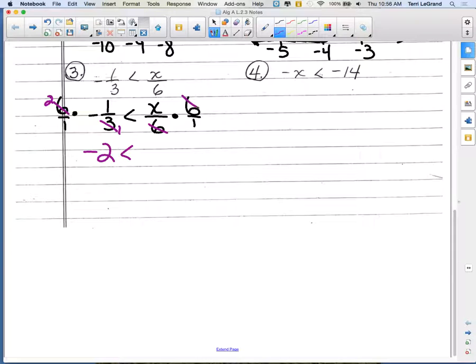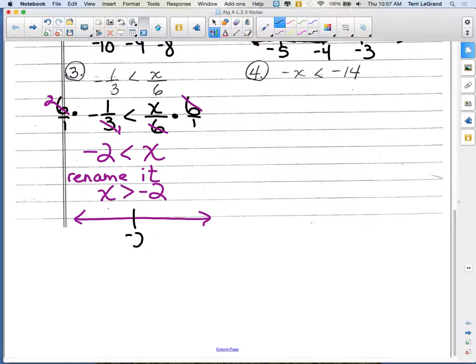Over here, these 6's cancel each other out. There's just a 1 down there. We have an x. But again, now our variable is not on the friendly side, the left side. So if we want to rename it to get a better graph, now we reverse the symbol for renaming it. And then we can graph it. So go ahead and graph it. You know, you've been doing it long enough that I don't really think we have to talk through it. And we'll see if we agree in the end.